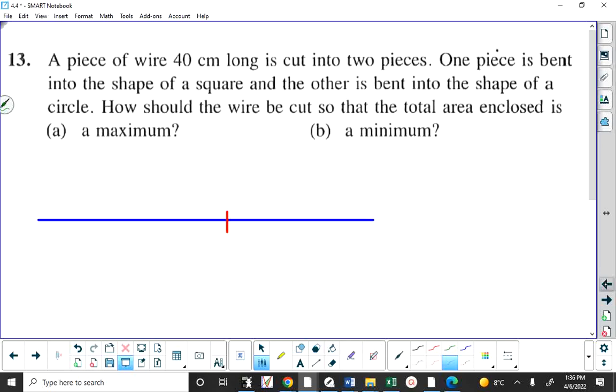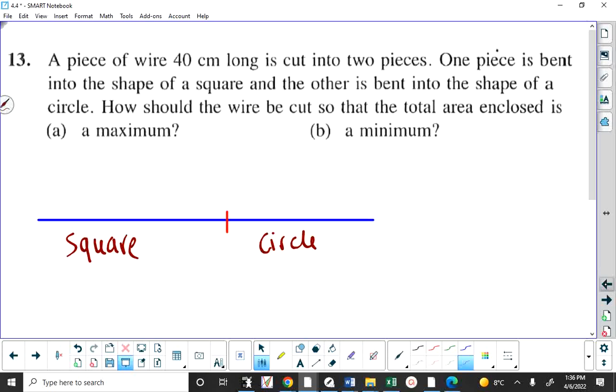So here's finally one where we're going to have to do a first derivative chart or do some real Sherlock Holmes mathematical sleuthing to find out which is a max and which is a min. We have a piece of wire that's 40 centimeters long, and we're going to cut it into two pieces. One is going to be bent into the shape of a square, so I'll say this will be the piece of the wire we bend into a square. And one is going to be bent into the shape of a circle. Keep in mind, this total length is going to be equal to 40.